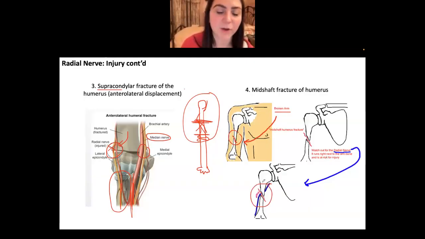So if you get that midshaft fracture, versus a surgical neck fracture, remember that's going to be more the axillary nerve. So again, where you get the break of the arm can differentiate what nerve is affected because of where it runs.